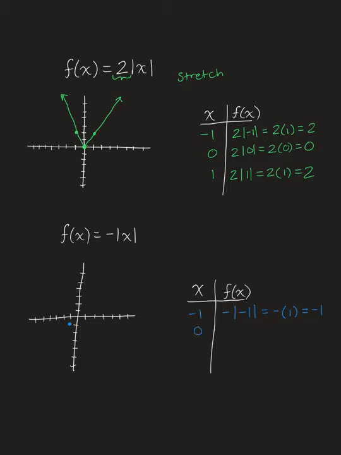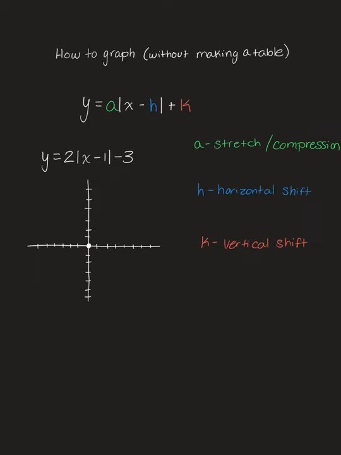If I plug in 0, negative absolute value of 0, well, that's just 0. So my coordinate point is 0, 0. One more. Let's plug in 1. Absolute value of 1 is positive 1. Slap that negative on it, and you get negative 1. So if you notice, now my graph is flipped upside down. And that's because of the negative out front.